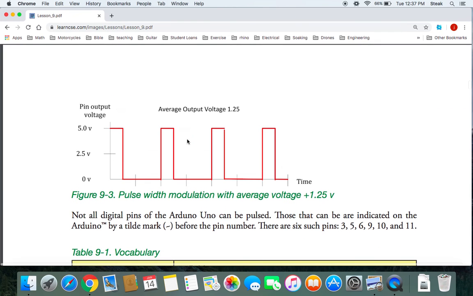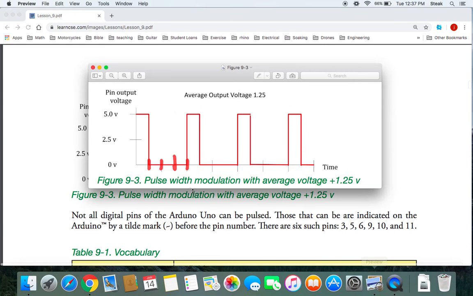Here's another example. This one, the width is a little bit shorter, right? It's been modulated to be shorter, so we've got 5 volts for about a quarter of the time. I think I have a better picture of this. Here we go. I broke it at 1 second into 4 parts. So there's a quarter of a second, there's a half a second, 3/4, and 1. So you can see a quarter of a second it's at 5 volts, and the rest of the 3/4 here it's at 0 volts.